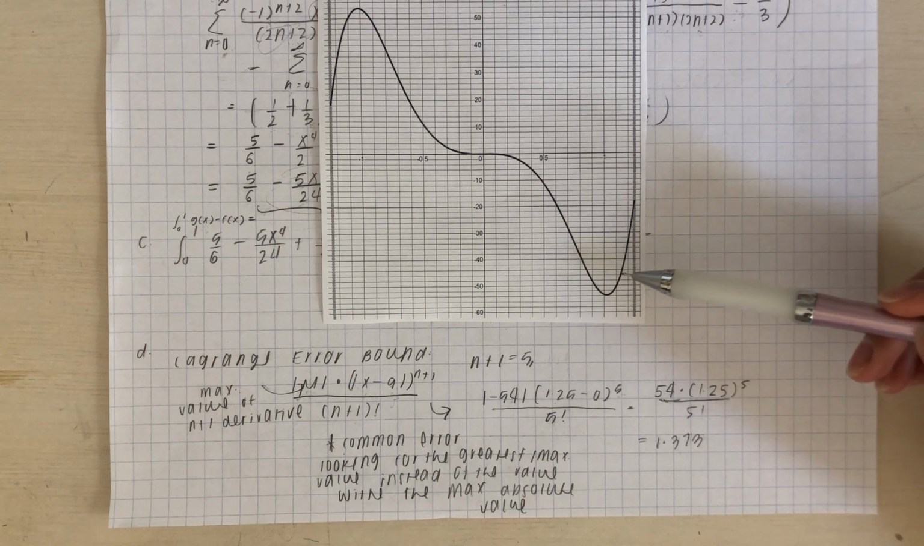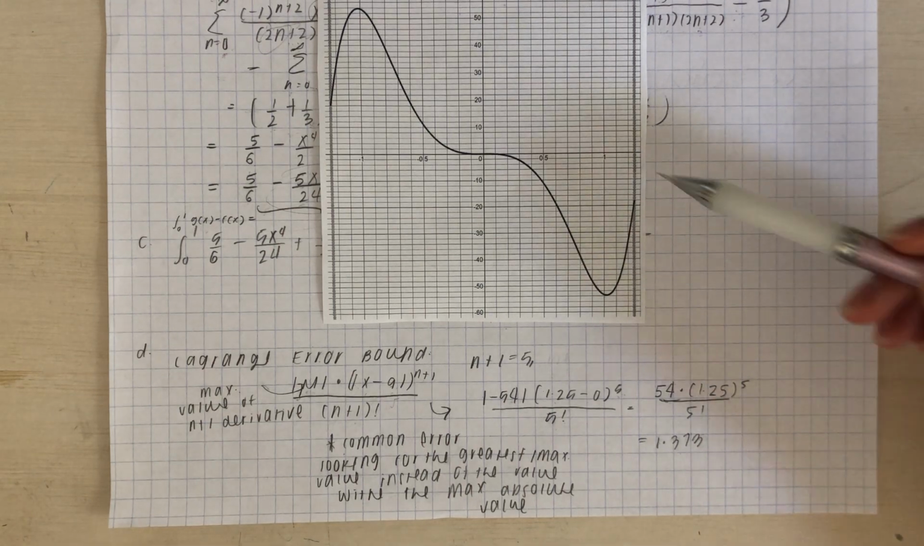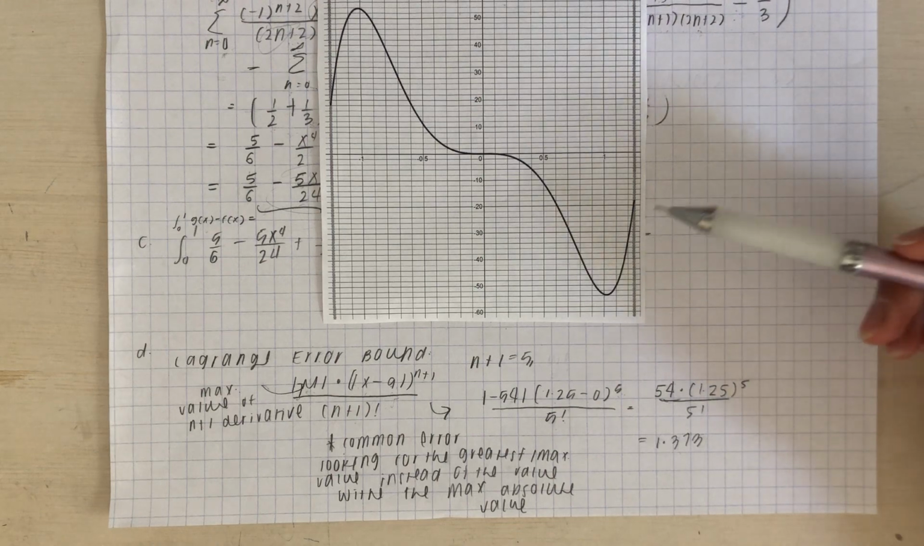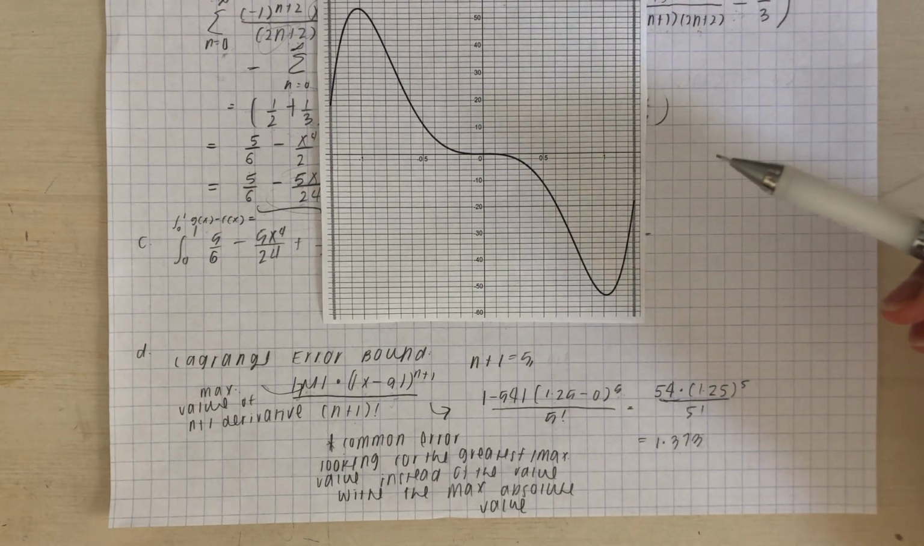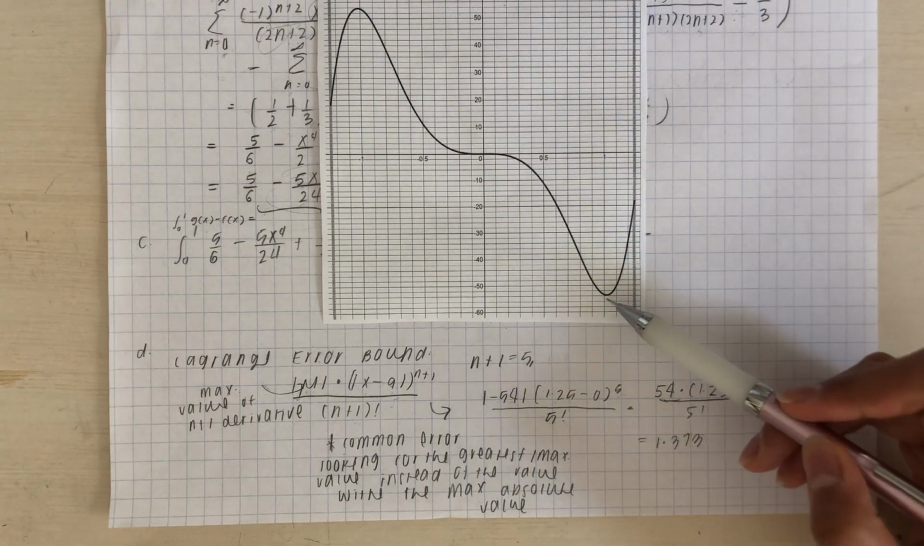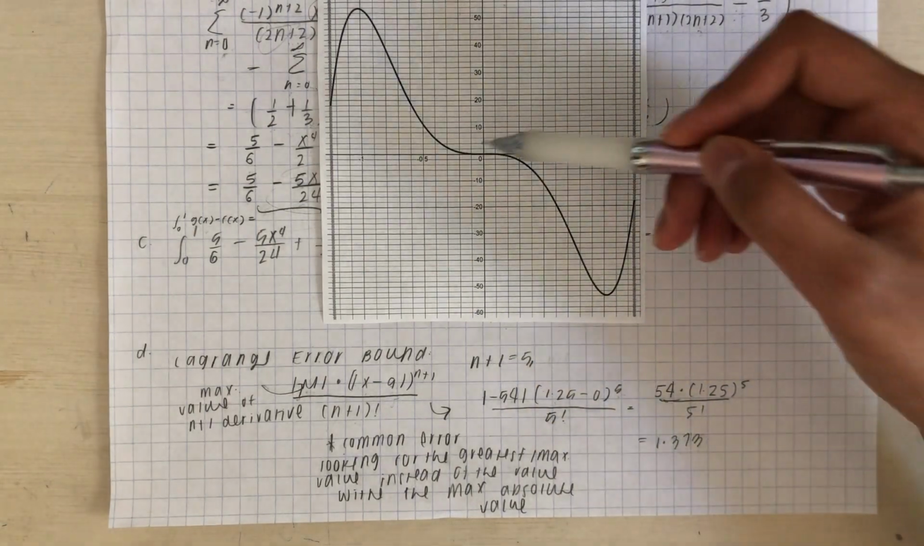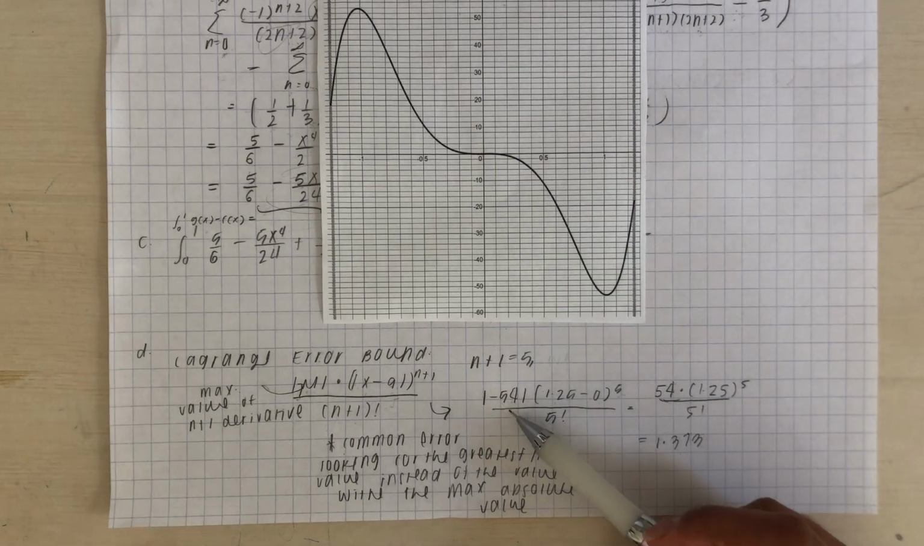So really, we're not just looking for the maximum value of the n plus 1th derivative, we're looking at the value on the n plus 1th derivative that has the maximum absolute value. So negative 54 will have a greater absolute value than 0 will. So that's why we're using negative 54 in our Lagrange error bound.